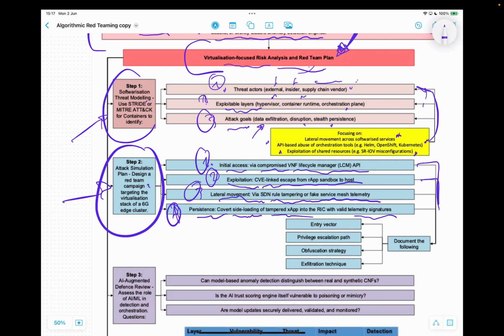When you're analyzing those, you need to be documenting the following things: the entry vector, the privilege escalation path, the obfuscation strategy, and the exfiltration technique. Those things need to be documented.